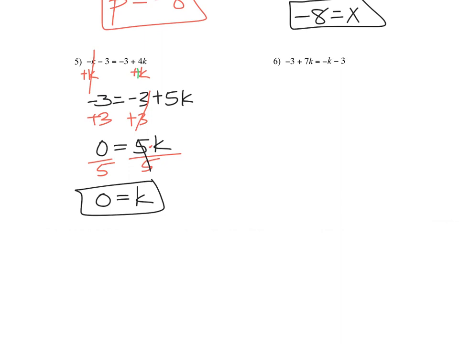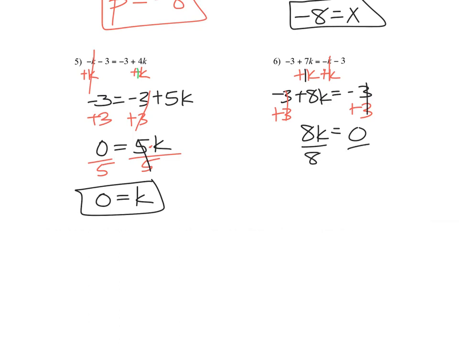Very similar to this one. So the first thing I'm going to do is add k. So those are going to cancel. So I got negative 3 plus, remember there's a 1 here, so that's 8k equals negative 3. Now I'm going to add 3. And all of a sudden, I do this problem, and I get the same thing. I've got it equal to 0. If I divide by 8, then I'm still going to get 0. Okay? And again, that's okay.